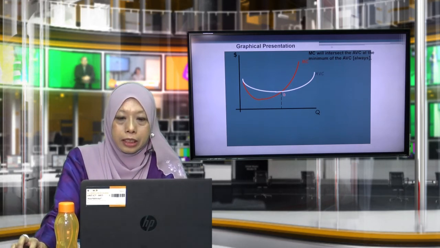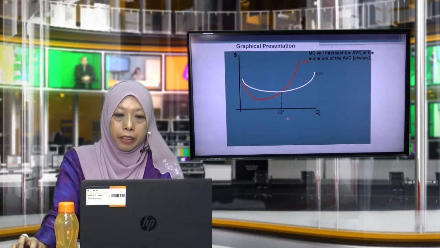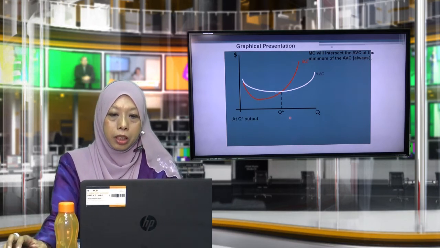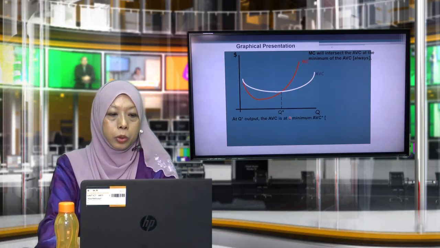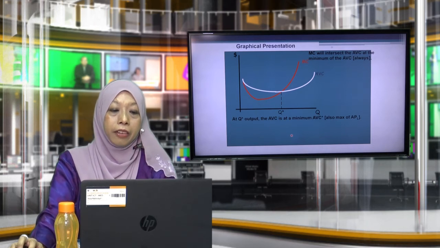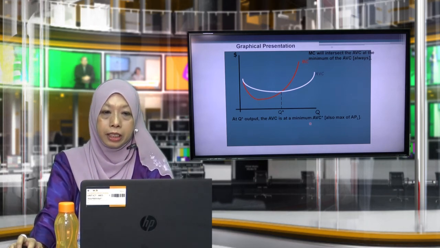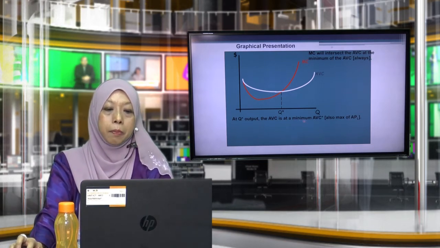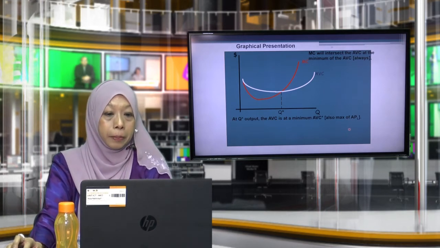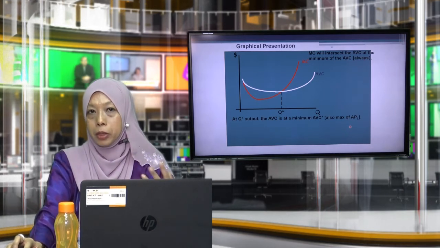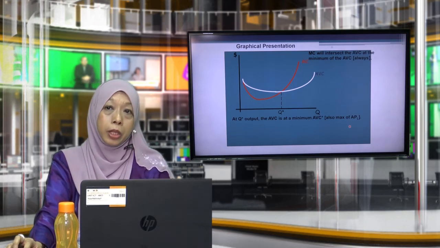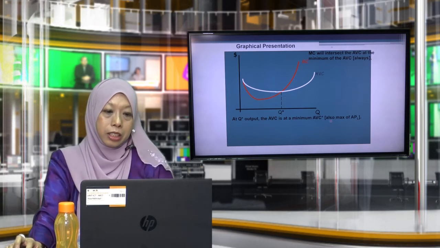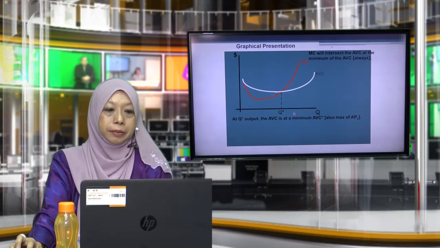So at the intersection point, you'll be able to identify the amount of Q represented by Q star. At Q star, you'll be able to identify the value of output at which AVC is minimized. Bear in mind that this is also the same point at which the average product of labor is maximized. Remember that in the production function we have also looked at the average product function in the short run.